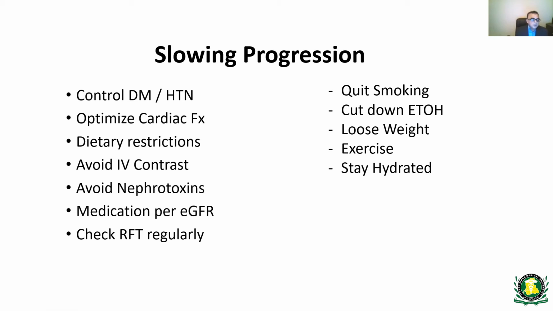When late CKD 4, we should start discussion with renal replacement therapy and options for renal replacement therapy, including hemodialysis or peritoneal dialysis. Besides these specific things, general things that help decrease the progression of the kidney disease are quit smoking, cutting down alcohol, losing weight, exercise, and staying well hydrated.